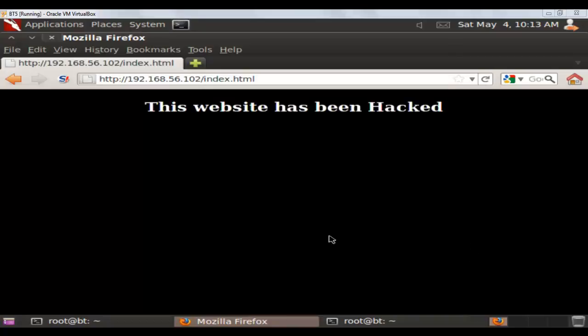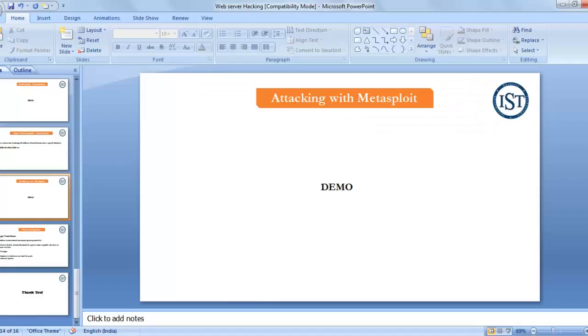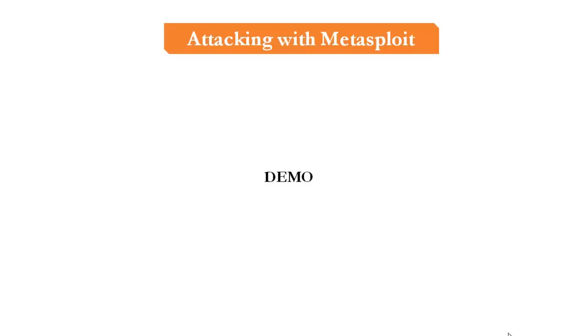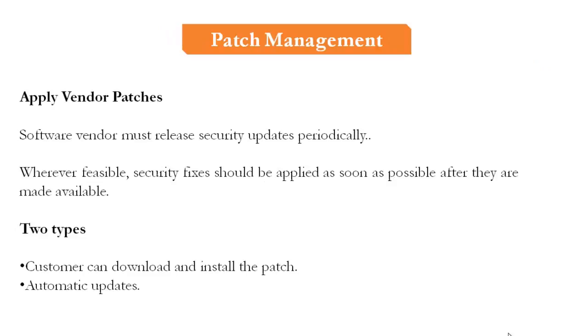Let us quickly go back to our presentation and look at the countermeasures to these web server vulnerabilities. We need to fix all the vulnerabilities. We have seen the HTTP methods, we need to close them. We have seen directory listing, we should not enable directory listing on the web server, and we need to apply vendor patches. Software vendors must release security updates periodically.